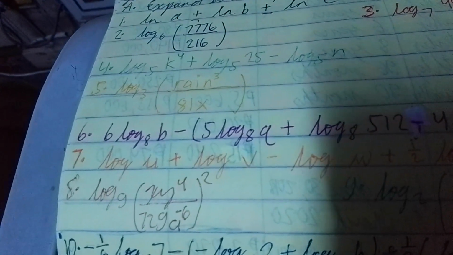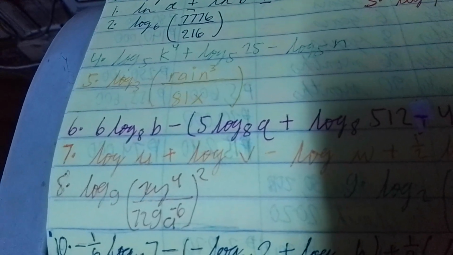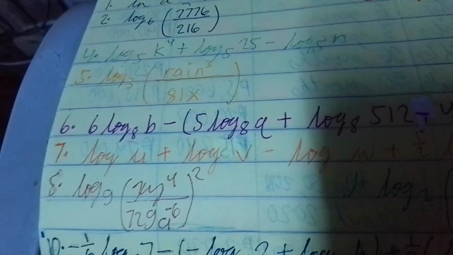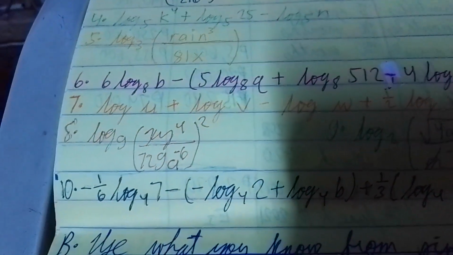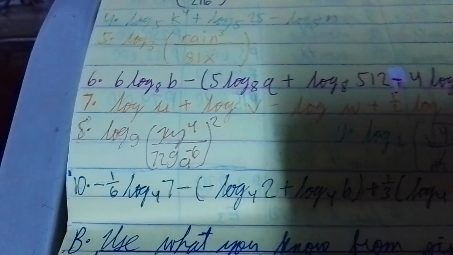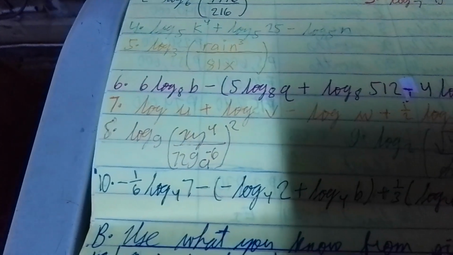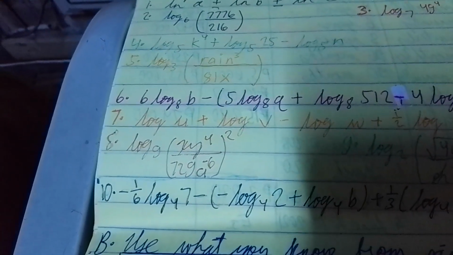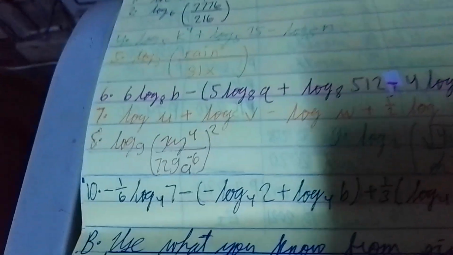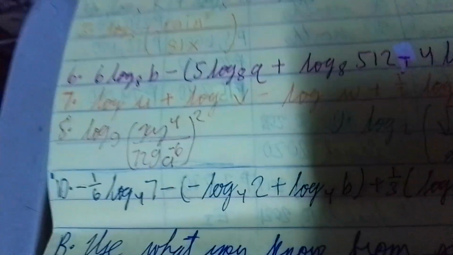So for problem number 8, what do we do here? This one, we're going to expand the logs. Well, how can we say we're going to expand it? Because look, it's written in condensed form, right? It's in condensed method. Why is it in condensed method? Because there's only one log. So therefore, we're going to have to expand it.